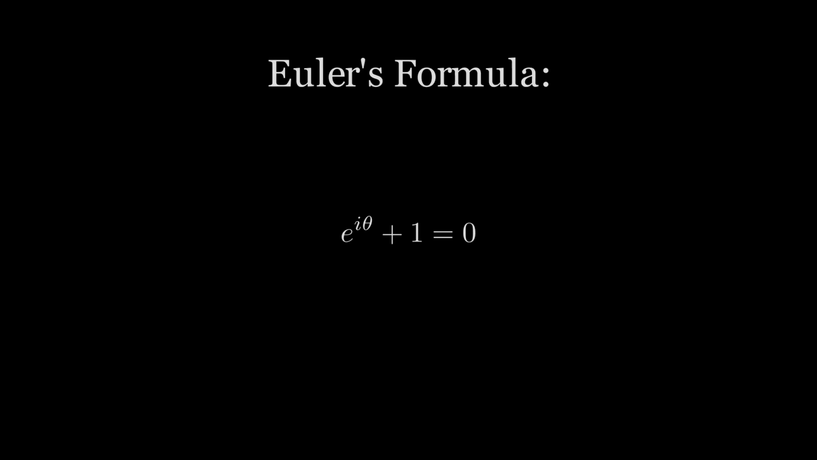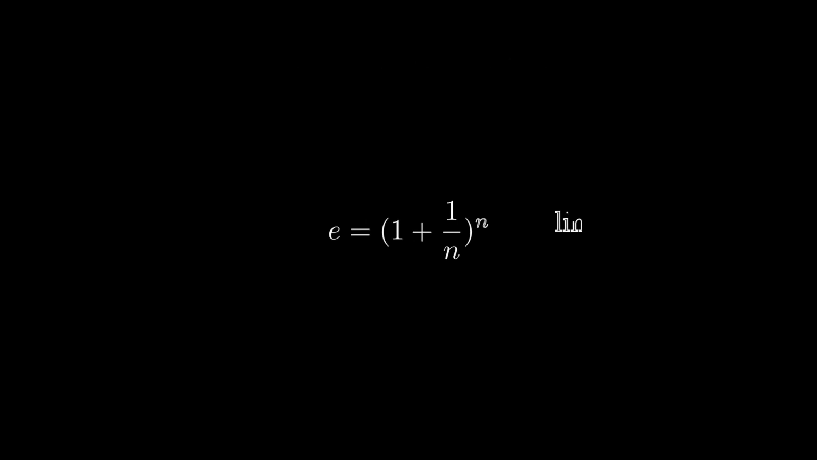Let's first start off with the definition of e, which is (1 plus 1 over n) to the nth power as n approaches infinity. With that, we can take this to the x power, which can be simplified down to (1 plus 1 over n) to the nxth power for the definition of e to the x.